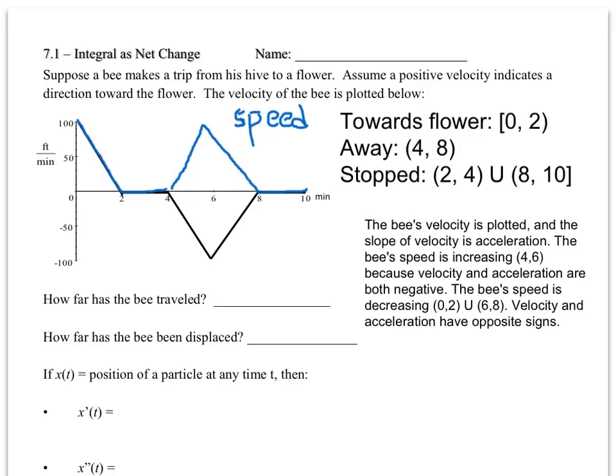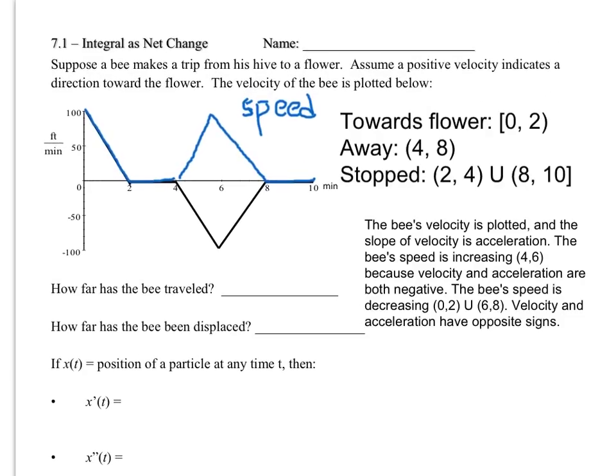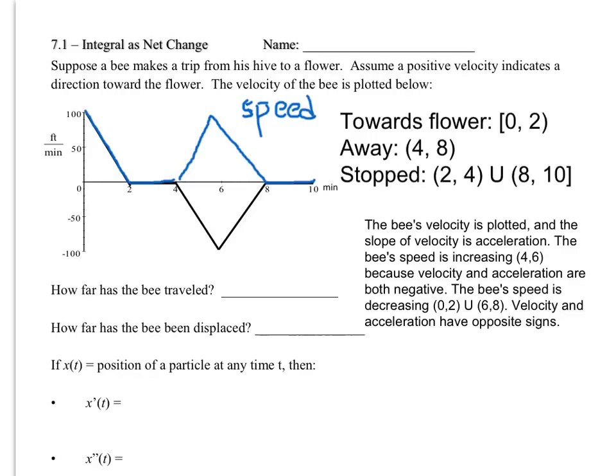Okay, so there's our summary from first semester, section 3.4. Now we're going to move on and talk about the new material. First semester was connecting slope, second semester is dealing with area under a curve. So the first question here is, how far has the bee traveled? Remember that a positive velocity indicates a direction towards the flower. Direction is indicated by velocity. So the top half of this region is all when the bee is moving towards the flower, and this bottom region over here is the time that the bee is moving away from the flower.